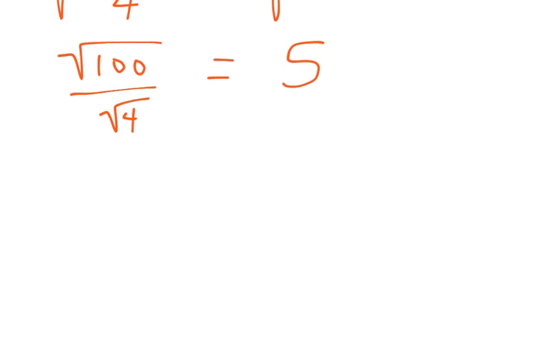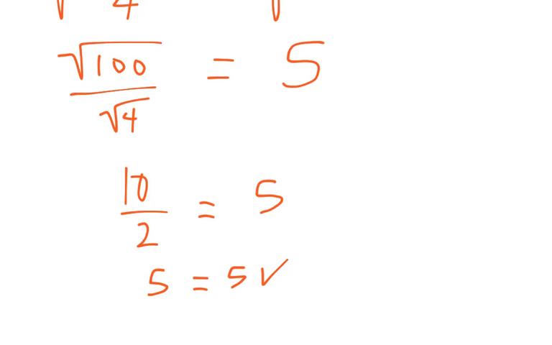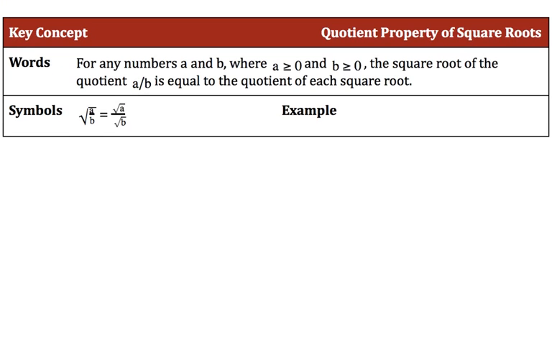So what's the square root of 100? 10. What's the square root of 4? 2. And I'm just bringing the right side down, but is 10 over 2 the same as 5? Totally. So if you really believed in the last thing and thought it was clear, then there's no reason why division wouldn't work as well.